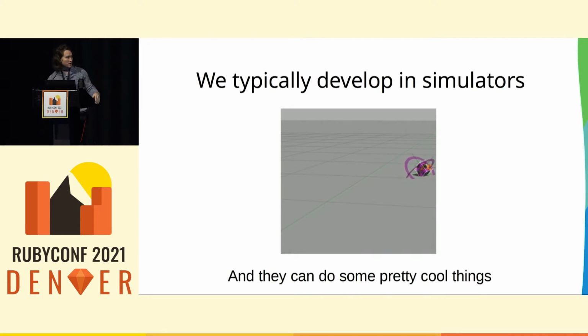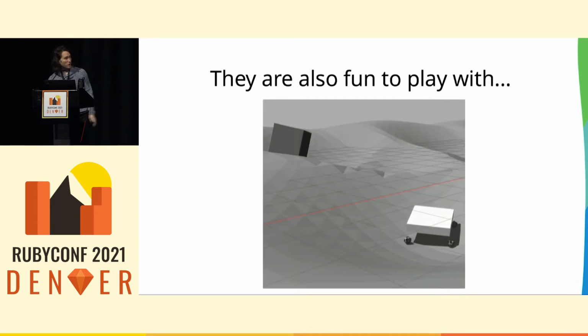So this is Gazebo here, which is used all over the place. It's the standard one for ROS, and NASA uses it for their robots as well. This right here is an omnidirectional wheel, or omni wheel, and we actually have each of the barrels simulated as well. And simulators are a lot of fun to play with.